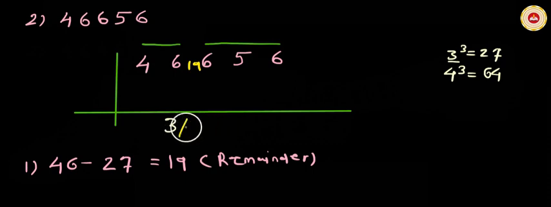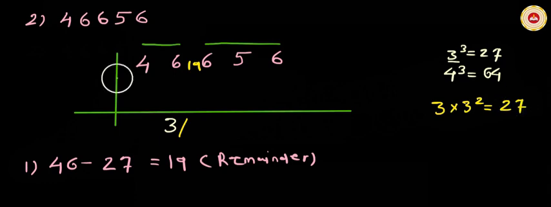How to calculate the divisor? See, 3 times the square of the first digit, which is 3. 3 squared is 9, 9 multiplied by 3, 3 nines are 27. So the divisor is 27. Correct? This is A, digit A.